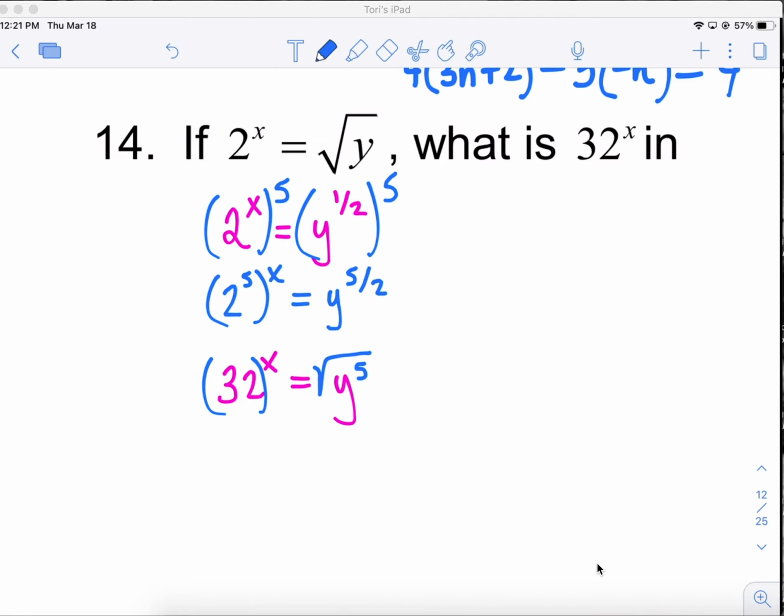So in terms of y, I would say we have our answer. What is 32x in terms of y? Our answer would be square root of y to the 5th.